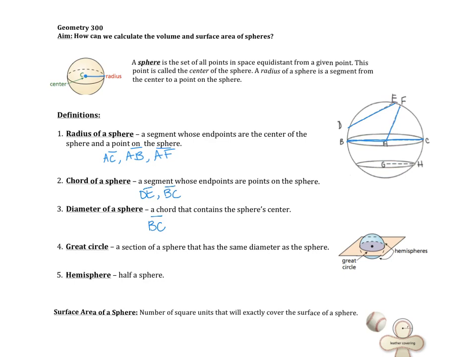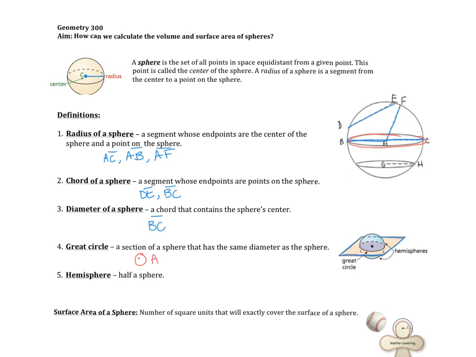We're going to talk about something called the great circle. And the great circle is a section of a sphere that has the same diameter as the sphere. So if you imagine a plane here, this orange plane, if this plane were to come along and it intersects a sphere, and if that plane contains the center of the sphere, it's called the great circle of the sphere. So in our example here, our great circle would be circle A. A hemisphere is half of a sphere. Okay, so there's some vocabulary to be familiar with about spheres.